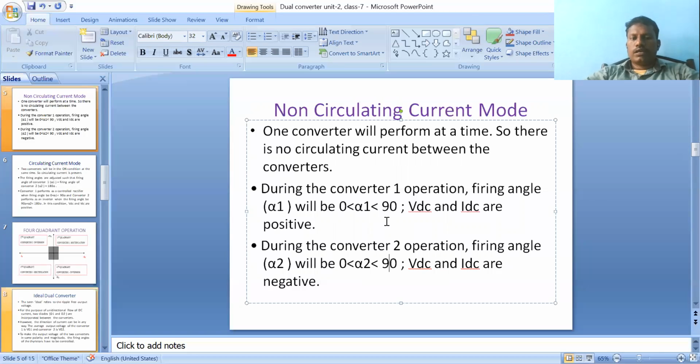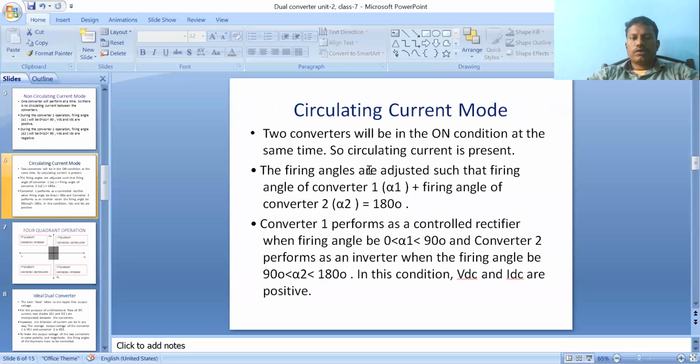Once converter 1 operates, the second converter will not come into conduction mode, so the current is not continuous. That means it is a non-circulating current mode. In the circulating current mode, the first converter operates and the firing angles are adjusted so that the sum of the two firing angles, alpha 1 plus alpha 2, is equal to 180 degrees. That means the first converter operates with alpha 1 ranging from 0 to 90, and the second converter operates with alpha 2 ranging from 90 to 180.